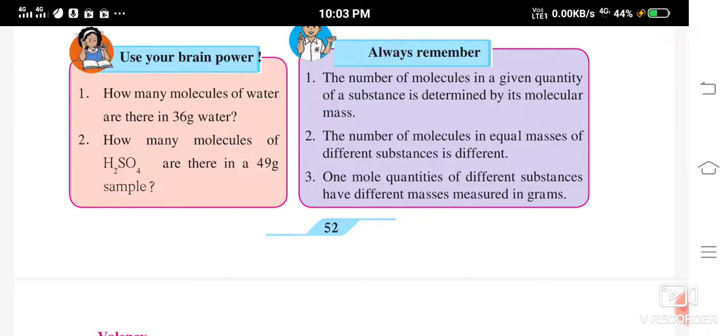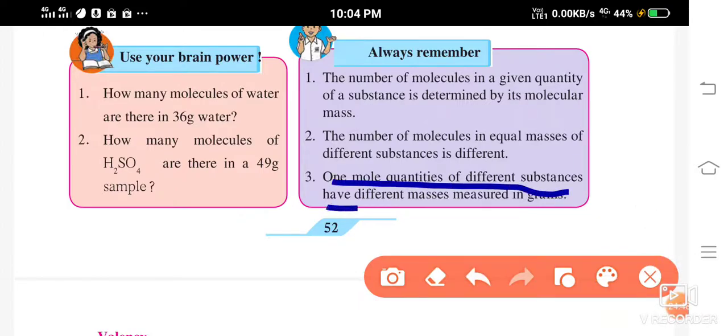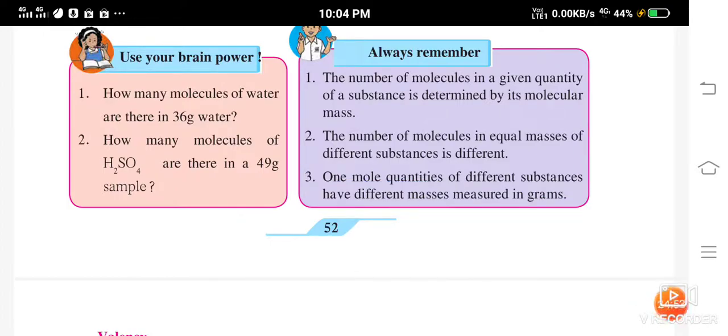1 mole quantity of different substances have different masses measured in grams, correct? That also you saw. If you take, for example, 100 tur dal and 100 masoor dal and weigh them, the masses you measure are going to be different, isn't it? So this is what is meant over here: 1 mole quantity of different substances have different masses measured in grams.